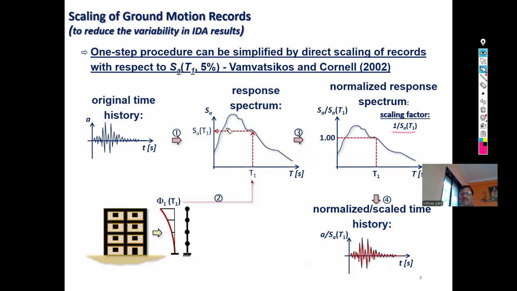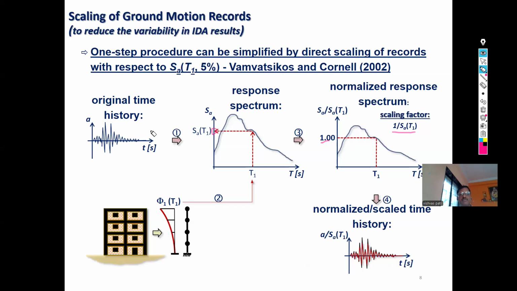What is the logic for this? The actual SAT1 value is normalized to 1. So for normalization purpose, what should be the scale factor? All the SAT1 values should be divided by the actual SAT1 value. Then this particular ordinate will become 1. Now, just now for the example, we have calculated the scale factor as 43 something.